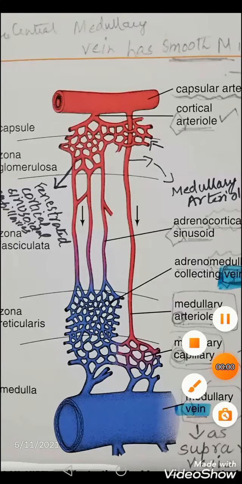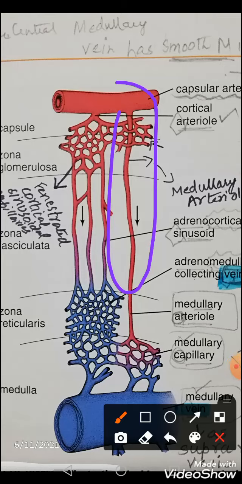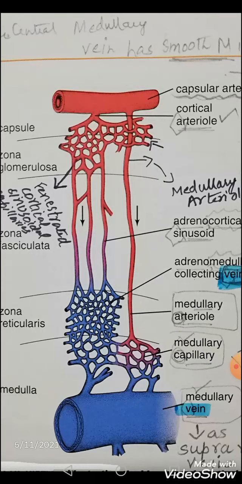Right? Now concentrate that there lies the medullary arteriole traversing the cortex and the trabeculae to reach the medullary region and form medullary capillaries. In this way we can learn that your medulla receives a dual blood supply, right? And finally they merge into the medullary veins.